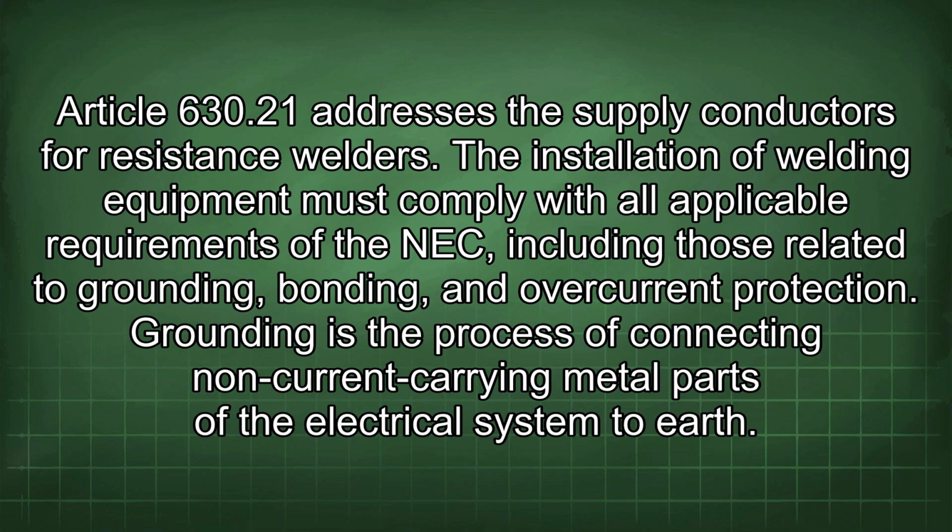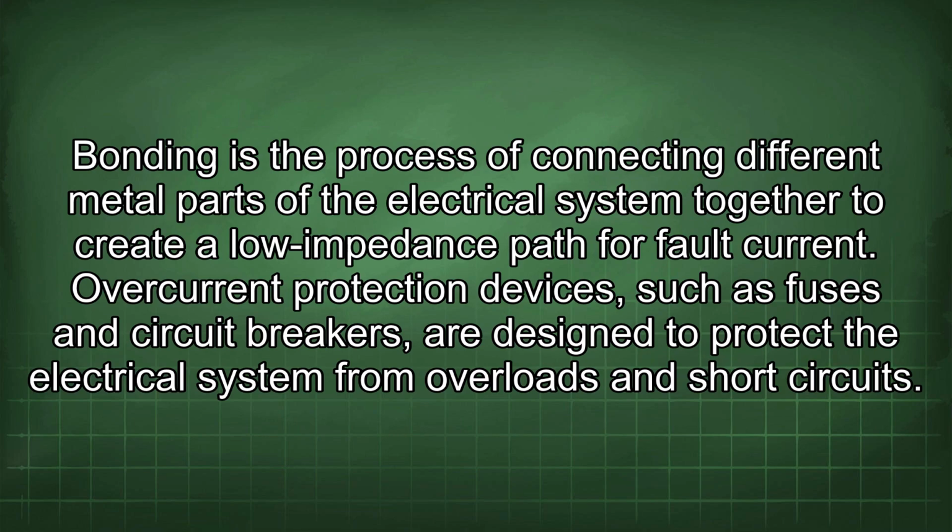The installation of welding equipment must comply with all applicable requirements of the NEC, including those related to grounding, bonding, and overcurrent protection. Grounding is the process of connecting non-current carrying metal parts of the electrical system to earth. Bonding is the process of connecting different metal parts of the electrical system together to create a low-impedance path for fault current. Overcurrent protection devices, such as fuses and circuit breakers, are designed to protect the electrical system from overloads and short circuits.